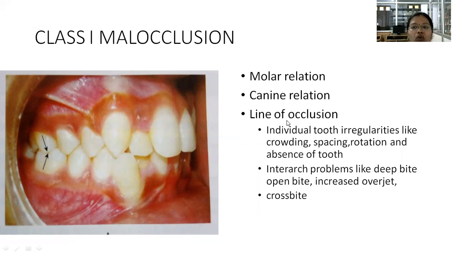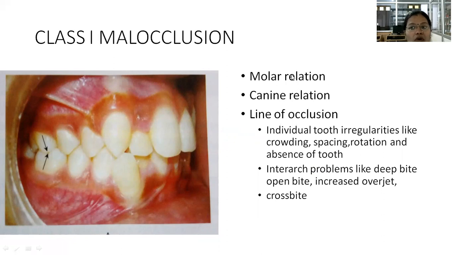And again, we say that normal occlusion is the Class 1 molar relation and Class 1 canine relation. But what is Angle's Class 1 malocclusion? It means the molar relation will be normal, Class 1, and the canine relation will be normal, Class 1 canine. But it will definitely have other irregularities like crowding or spacing or rotation or any missing teeth, or any interarch problem, that is deep bite, increased overjet and crossbite. So all these are included in Class 1 malocclusion.